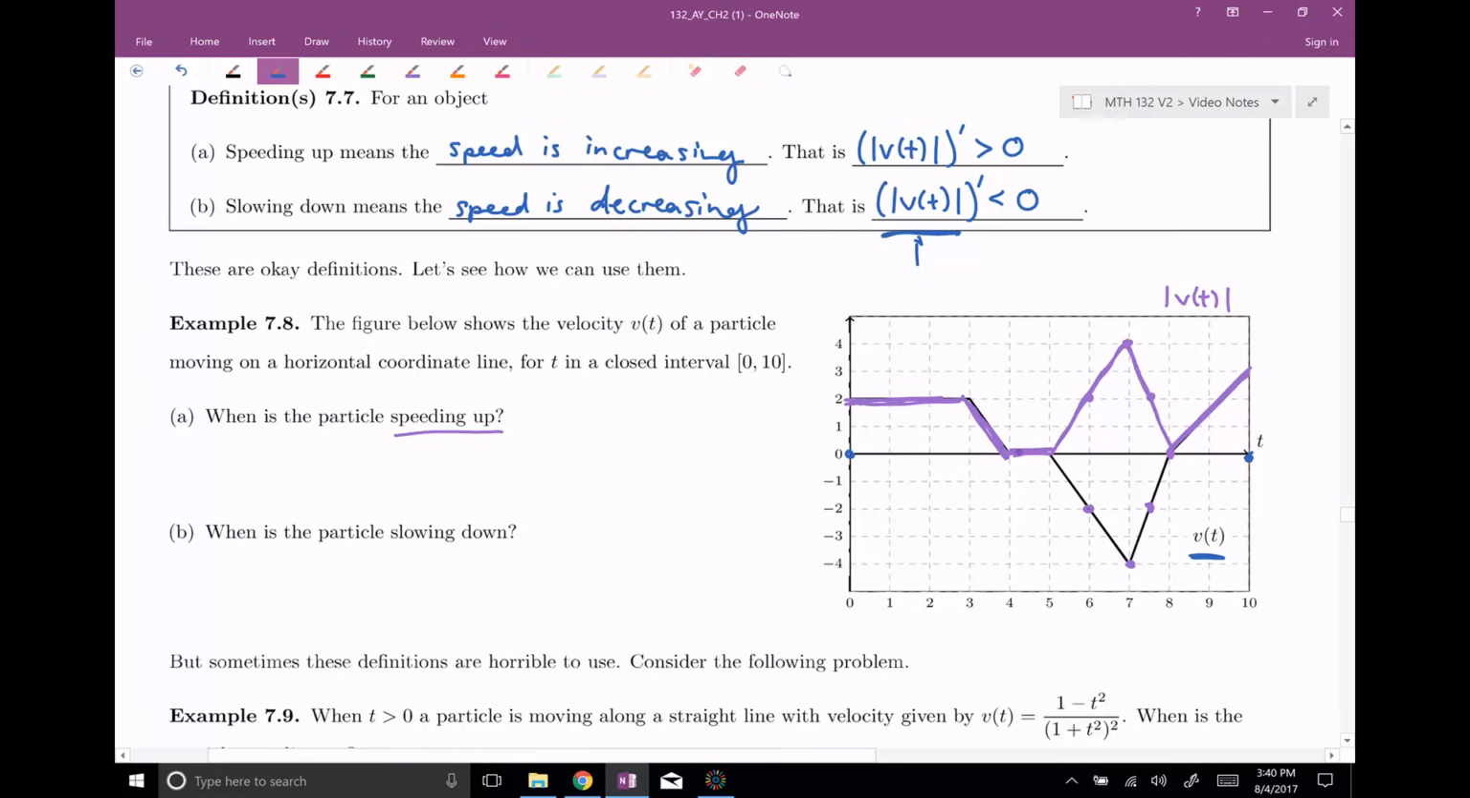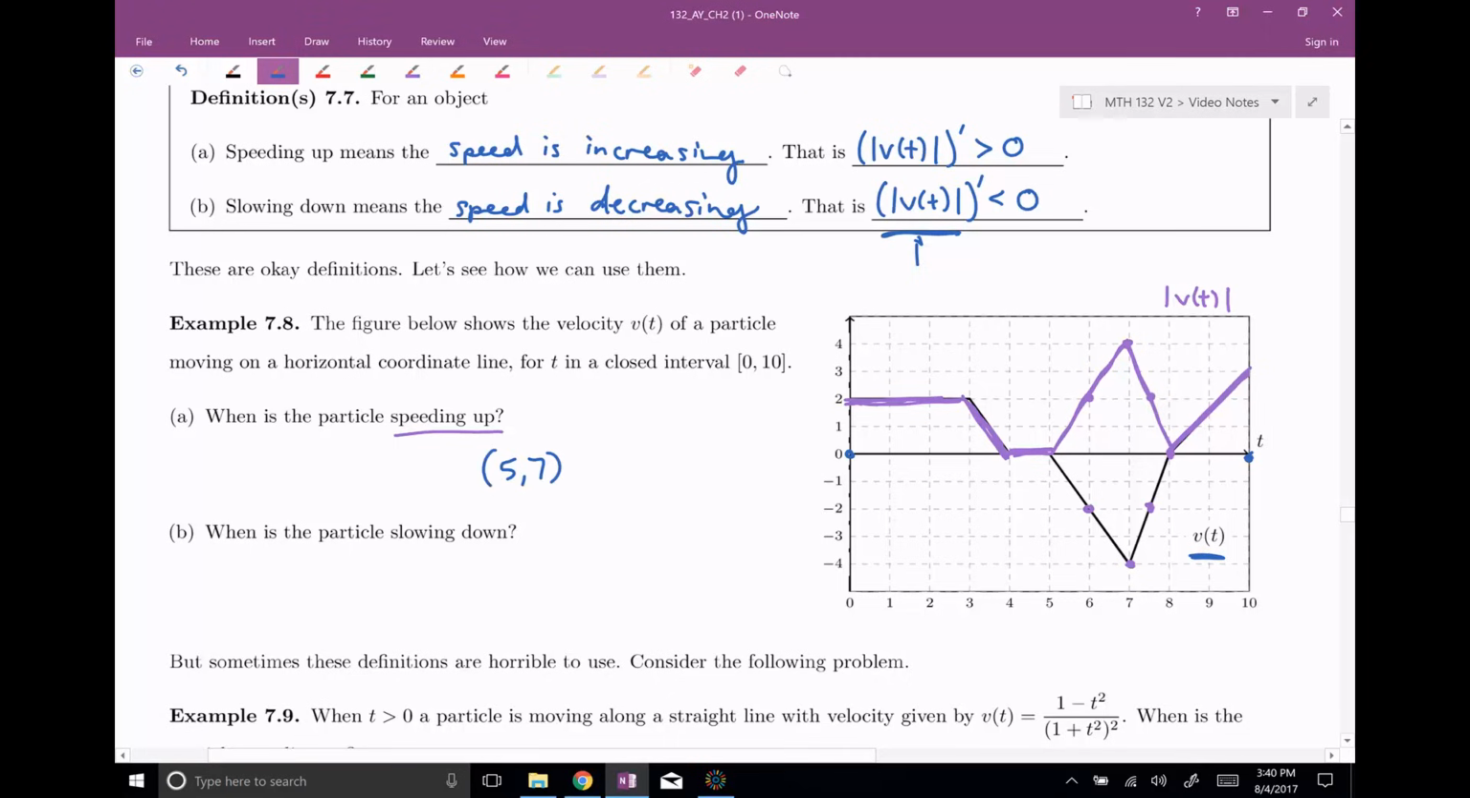From 4 to 5, it's equal to 0 again. From 5 to 7, look at that, right? So the derivative of the speed, right? So this is the speed graph. Its derivative, aka slope, is positive from 5 to 7. So I like 5 to 7.